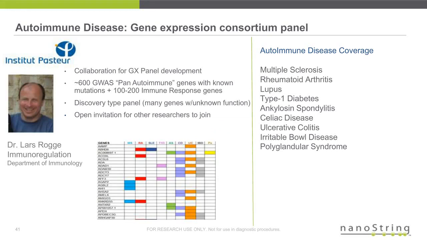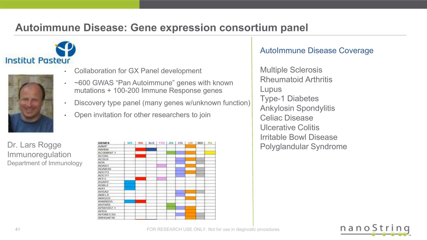So I just wanted to bring up this one additional panel that we're in the process of developing. And so this is a panel focused on autoimmune disease, and I wanted to show it because I thought it might pair quite well with the protein assays, particularly if you're doing research in autoimmunity. So this is, again, a panel that's going to be something on the order of 770 genes. We're developing in collaboration with Institut Pasteur.